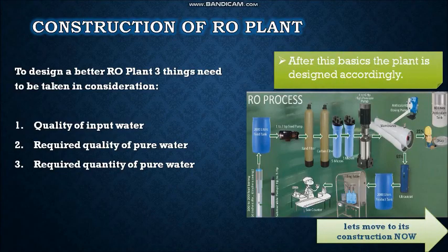Three things that need to be considered for better construction of an RO plant: quality of input water, required quality of pure water, and required quantity of output water. After these basics, the plant is designed accordingly. Let's move to the basic construction now.